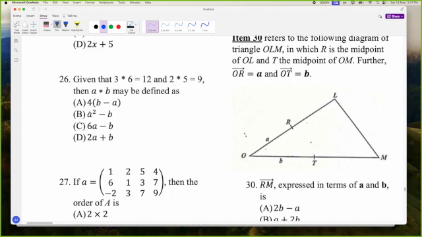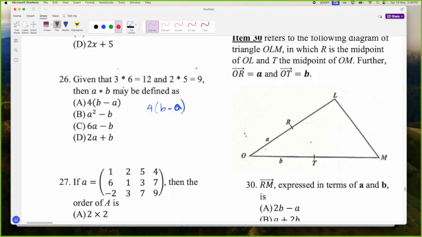This is an interesting one. If 3 operation 6 is 12 and 2 operation 5 is 9, then A operation B may be defined as... In this question, I would have to take, I don't know if it was Kayla who just said it, that trial and error approach, right? So imagine if you have 4 into B minus A. Will this work for both of them? You're looking for the operation that will work for both of them.